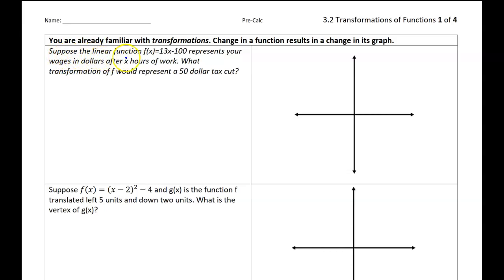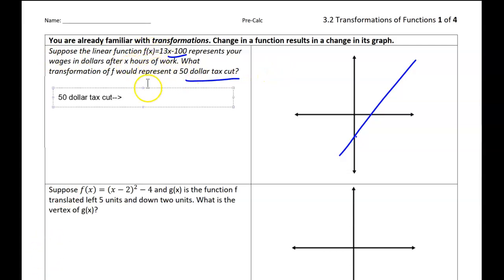So here we have a linear function that is your wage. So this would be something like this to start. And notice my y-intercept is negative because of this minus 100. In the context of this problem, if we're talking about taxes, I'm guessing that minus 100 is your tax, right? Well, a $50 tax cut, if f of x is how much money you're making and x is how many hours you work, that means you have 50 more dollars for every value of x. So no matter how many hours you work, you're getting $50 back.